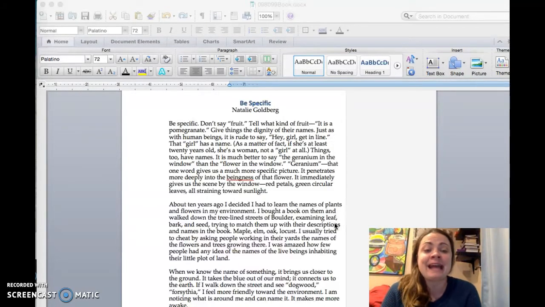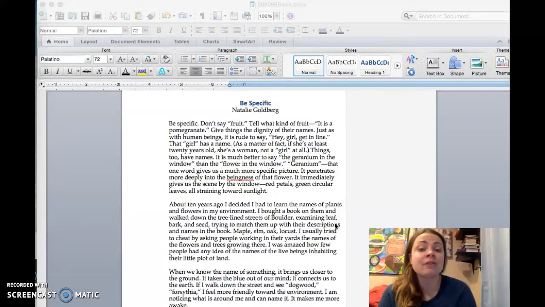Be Specific by Natalie Goldberg. Be specific. Don't say fruit. Tell what kind of fruit. It is a pomegranate. Give things the dignity of their names. Just as with human beings, it is rude to say, "Hey girl, get in line." That girl has a name. As a matter of fact, if she's at least 20 years old, she's a woman, not a girl at all. Things, too, have names. It is much better to say the geranium in the window than the flower in the window. Geranium, that one word gives us a much more specific picture. It immediately gives us the scene by the window, red petals, green circular leaves, all straining towards sunlight.